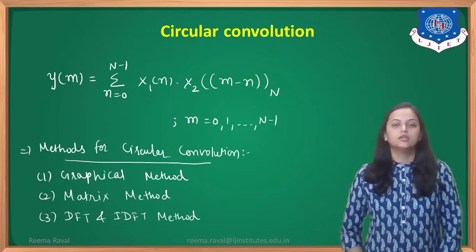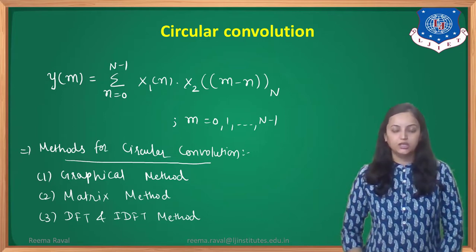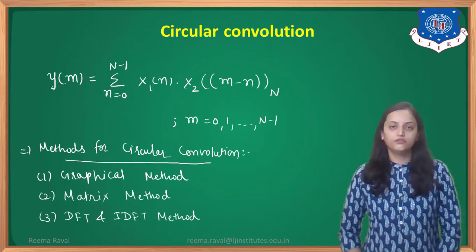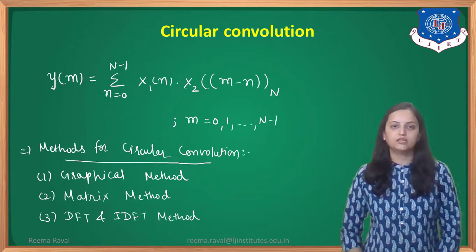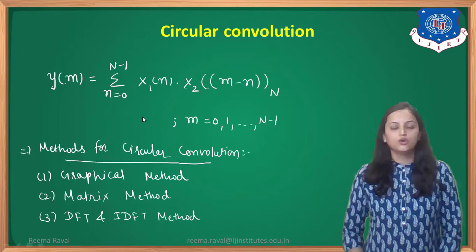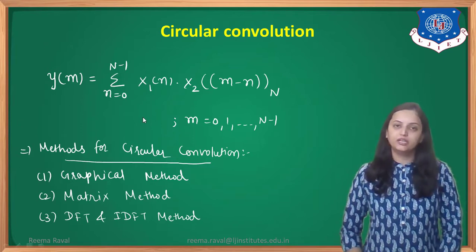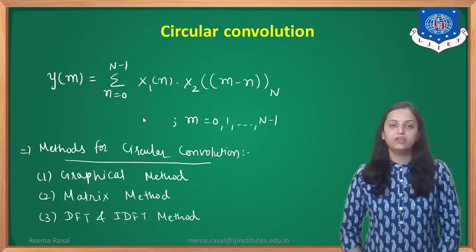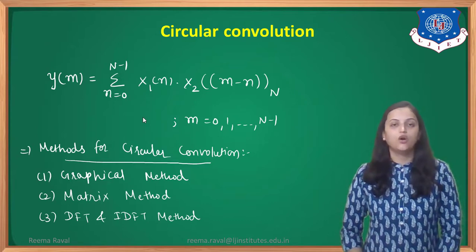Now, if in the exam no method is mentioned, you can use the matrix method because it will be easier for you as compared to the other two methods. You will identify that after we see the examples of all three methods. As of now, let's start with the first method, the graphical method. As the name suggests, in the graphical method we need to plot circular graphs for every point to find the convolution output sequence.